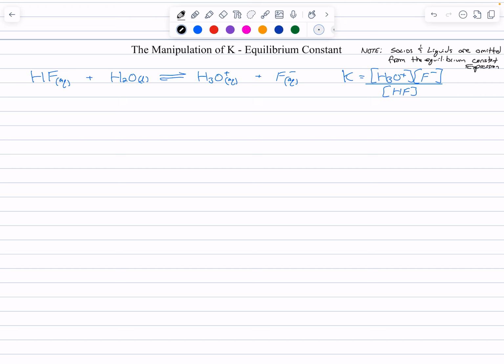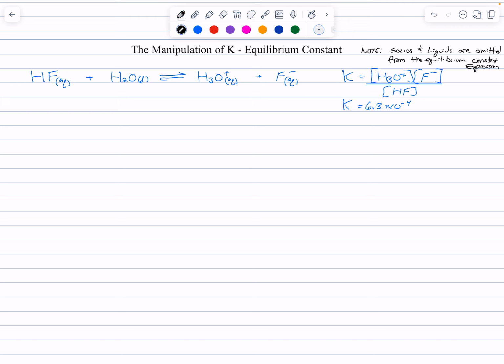All right. And so now for this reaction, K is equal to 6.3 times 10 to the negative 4. What does this tell us about this reaction? Well, negative 4 means that we are small. We are pretty small. We're smaller than 1,000th. So that means there's going to be more HF in solution than H3O+ and F-. So the denominator is bigger. Okay?